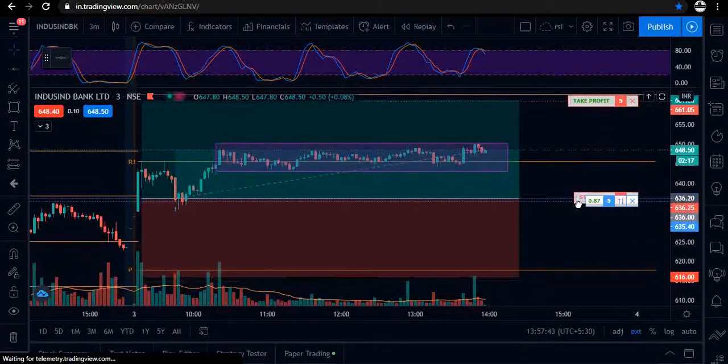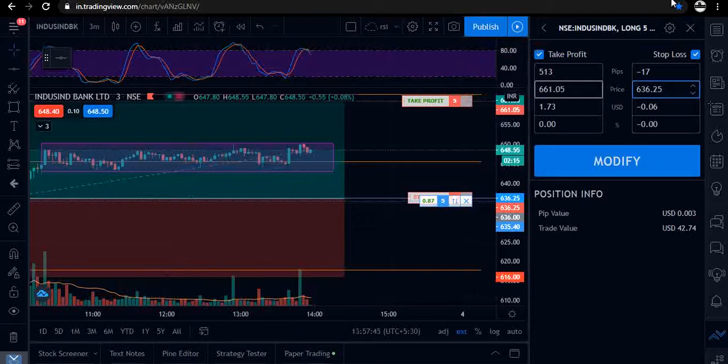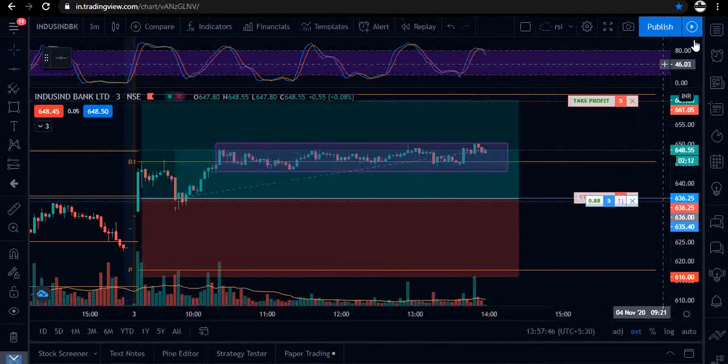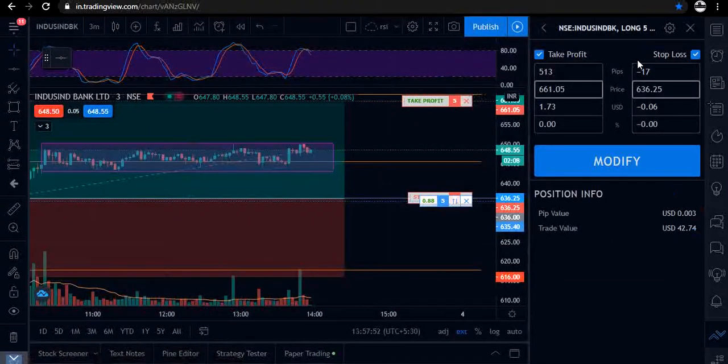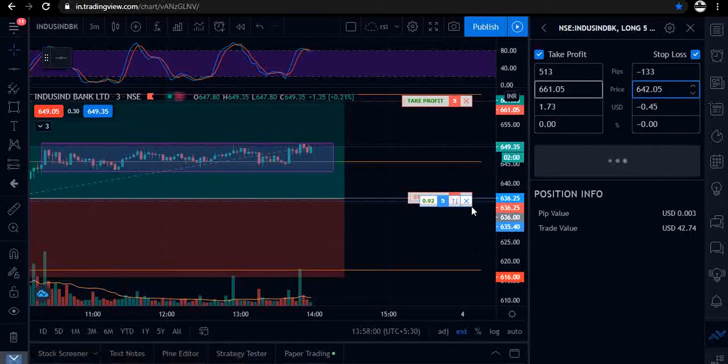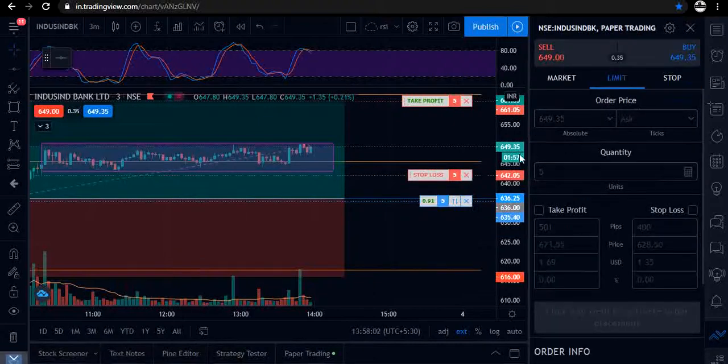Okay traders, so let us modify our stop loss to 642.05, and it is modifying our order.